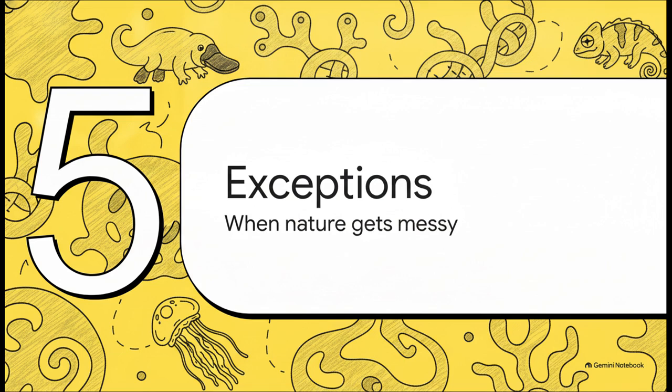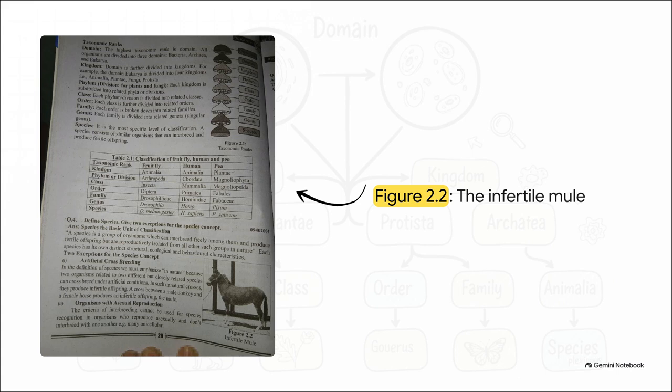Section 5. Exceptions to the rule. When nature gets wonderfully messy. We've spent this entire explainer establishing these super strict rules of taxonomy, right? Well, here is the plot twist. Biology is wonderfully, wildly messy, and nature just doesn't always play by our human-made rules. Take a look at the mule.